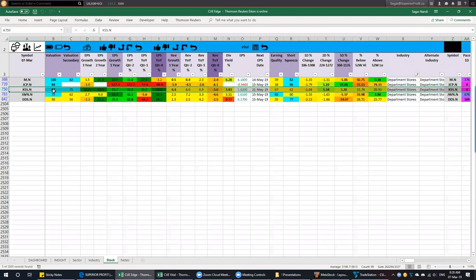The valuation scores are same, both are cyan, but KSS has better secondary valuation, and we can see its earnings is also better, last quarterly as well as last yearly earnings. In terms of dividend also, KSS is better than JCPenney. We started with this stock, JCPenney, which went up a lot, but we found fundamentally KSS is stronger. That is the analysis you can do starting with a stock.